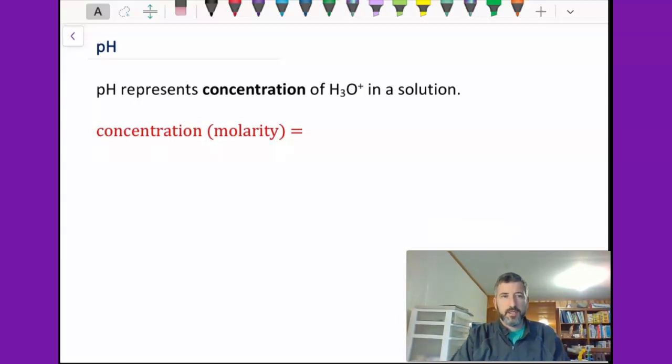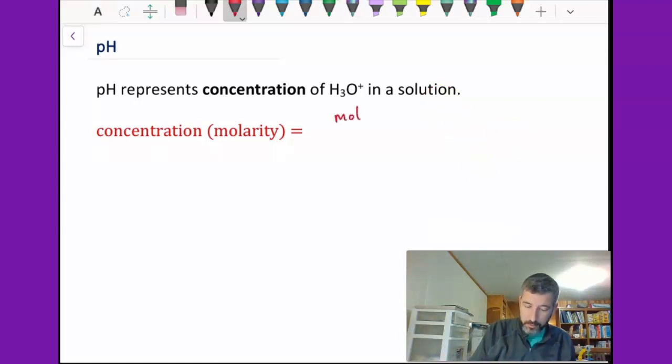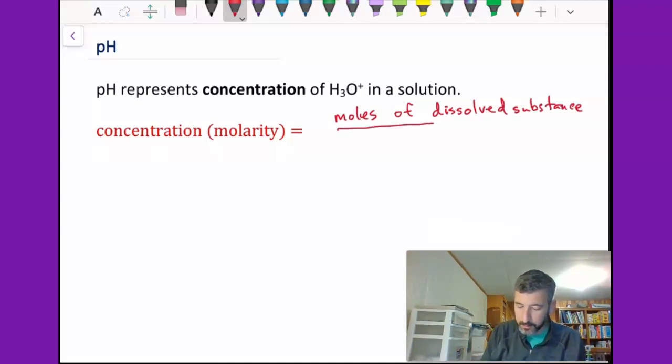So the first thing we have to understand is that pH represents the concentration of, if you remember, hydronium is what that symbol means, in a solution. So what does concentration mean? Well, another name for concentration is molarity, and it's simply a measure of the number of moles of dissolved substance, or solute, you may have heard that term before, per liter of solution, or divided by liters of solution.